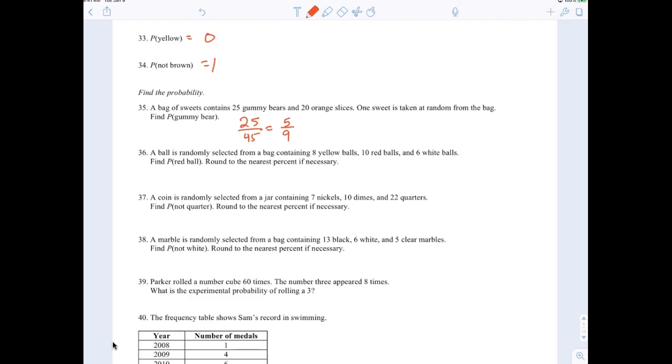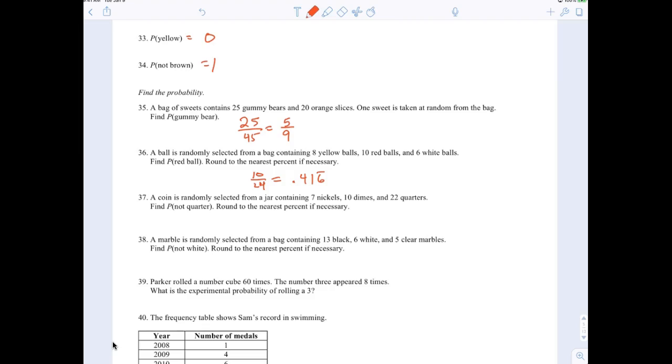All right, Carter, read the next one. A ball is randomly selected from a bag containing 8 yellow balls, 10 red balls, and 6 white balls. Find the probability of the red ball, rounded to the nearest percentage. It would be 24, and then 10 over 24. And then divide that out. 10 divided by 24. Tell me the decimal. Do it on your calculator. 0.4163.